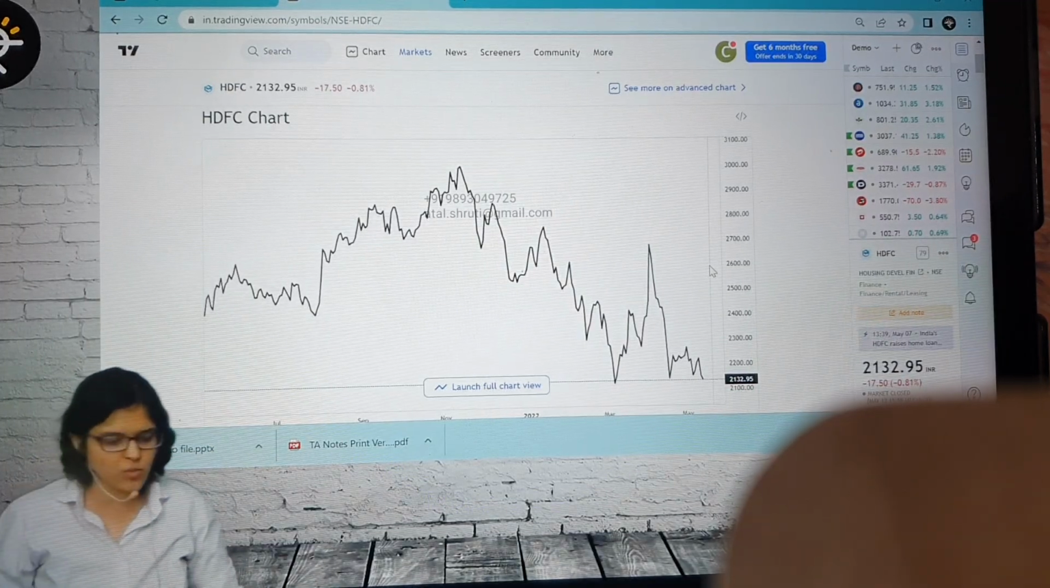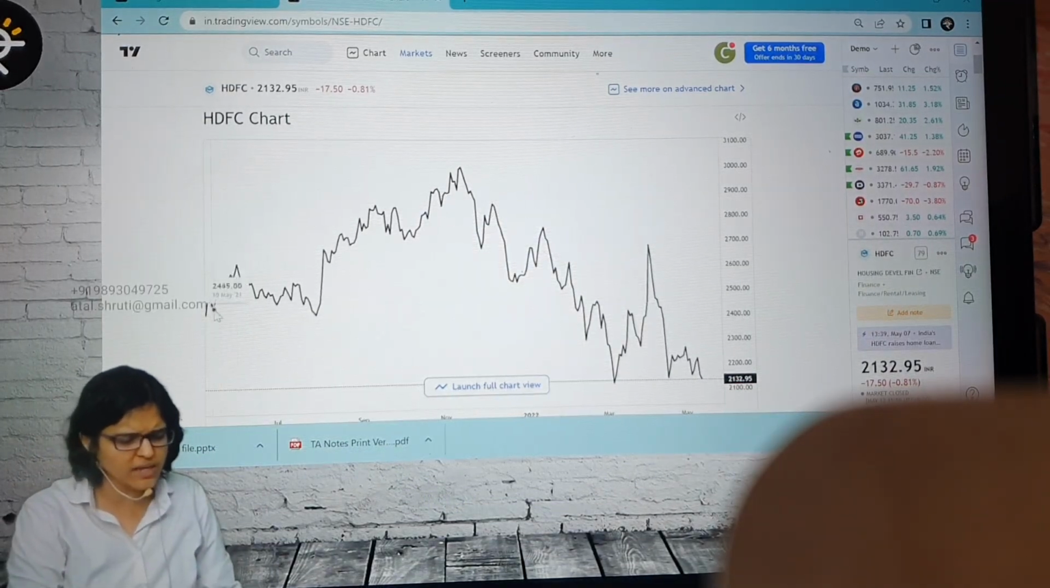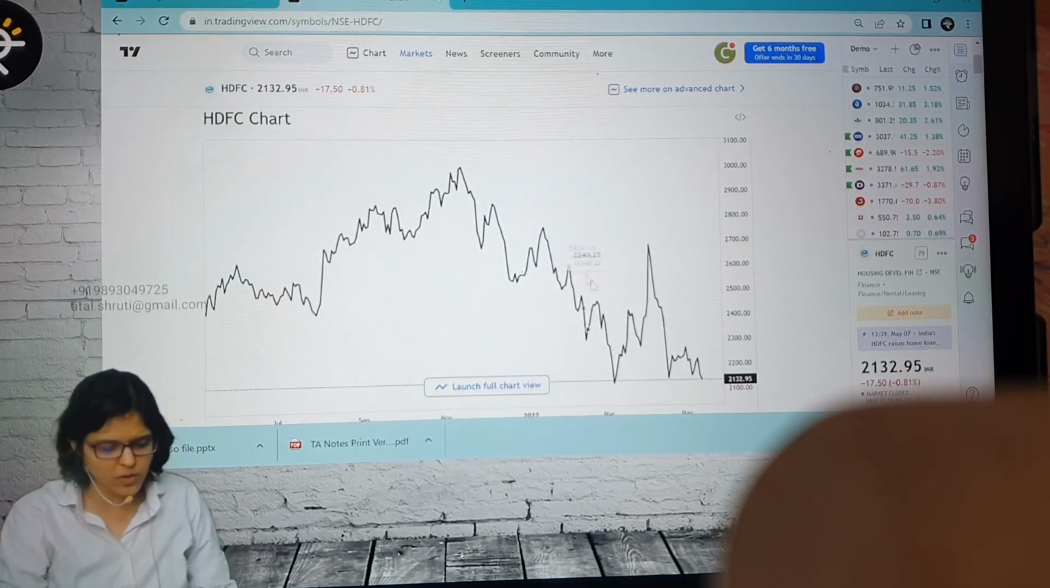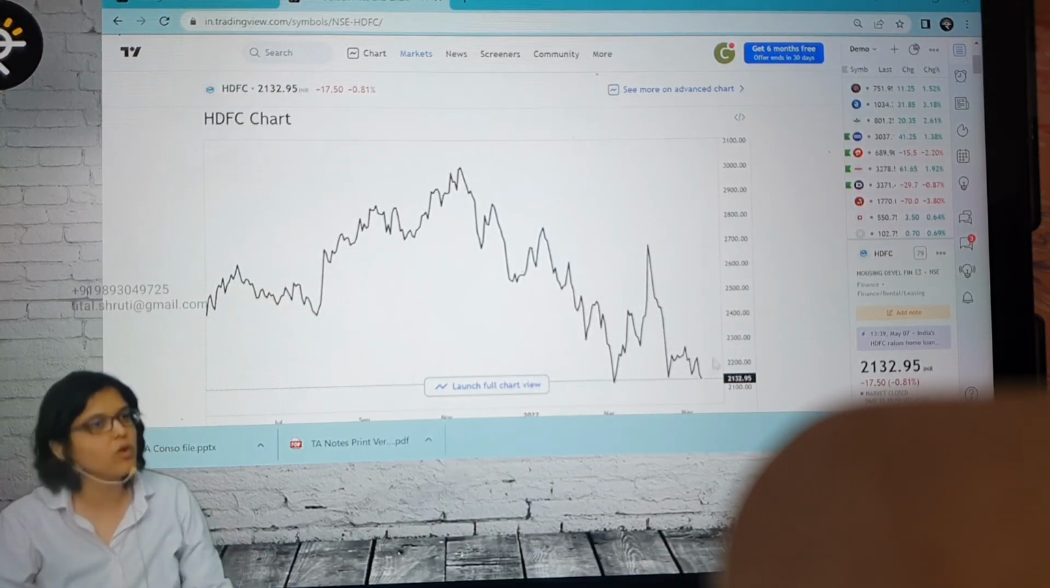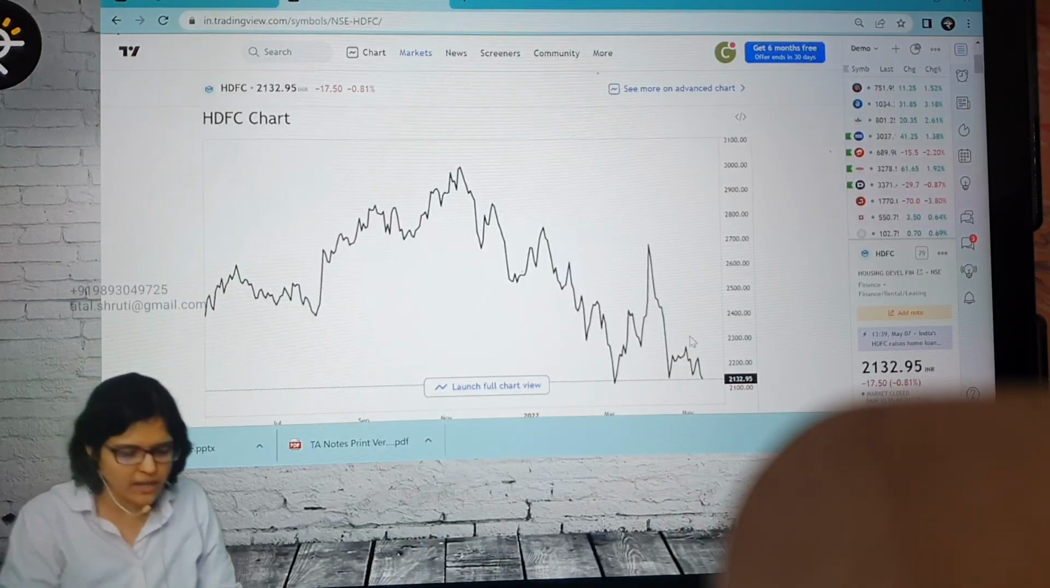Okay, so this is what type of chart, tell me? This is a line chart. Very basic answer I want. In this part, do you see an uptrend? And in this part, do you see a downtrend? Yes. There is a big spike here, but overall it looks more or less like a downtrend. Now in a line chart, what does this point indicate?